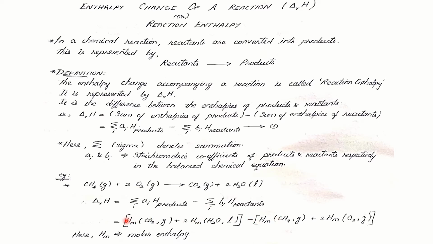So, molar enthalpy of 1 mole of carbon dioxide in the gaseous state plus molar enthalpy of 2 moles of water in the liquid state, minus molar enthalpy of 1 mole of methane in the gaseous state plus molar enthalpy of 2 moles of oxygen in the gaseous state. On solving these terms by substituting the corresponding values, we get the enthalpy of reaction.